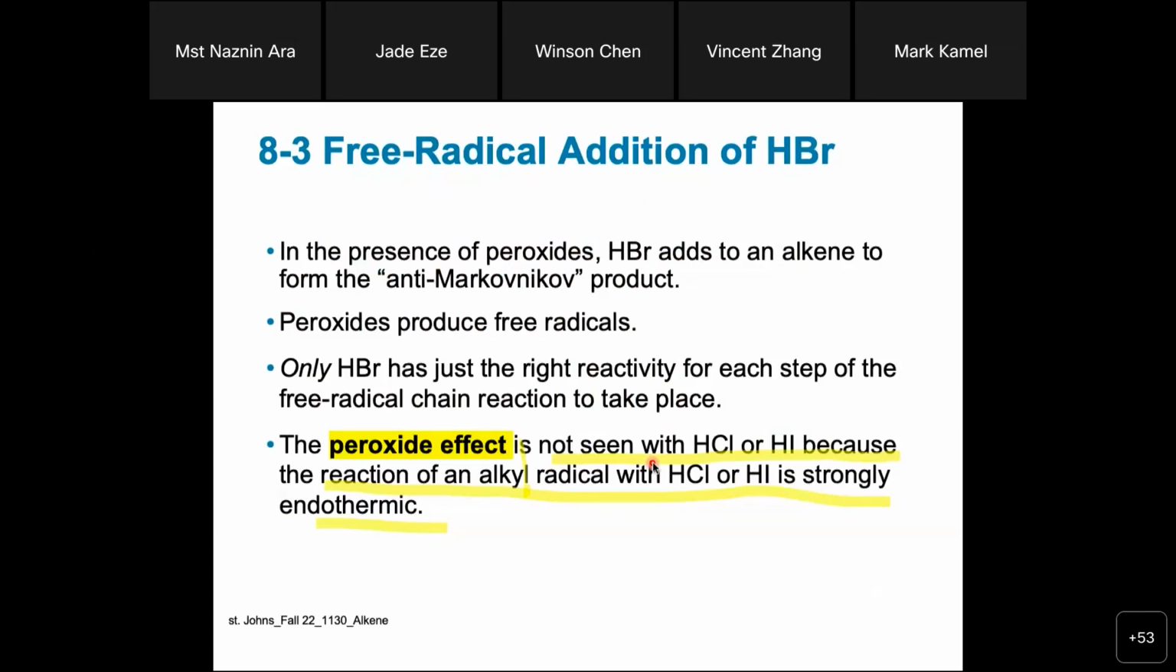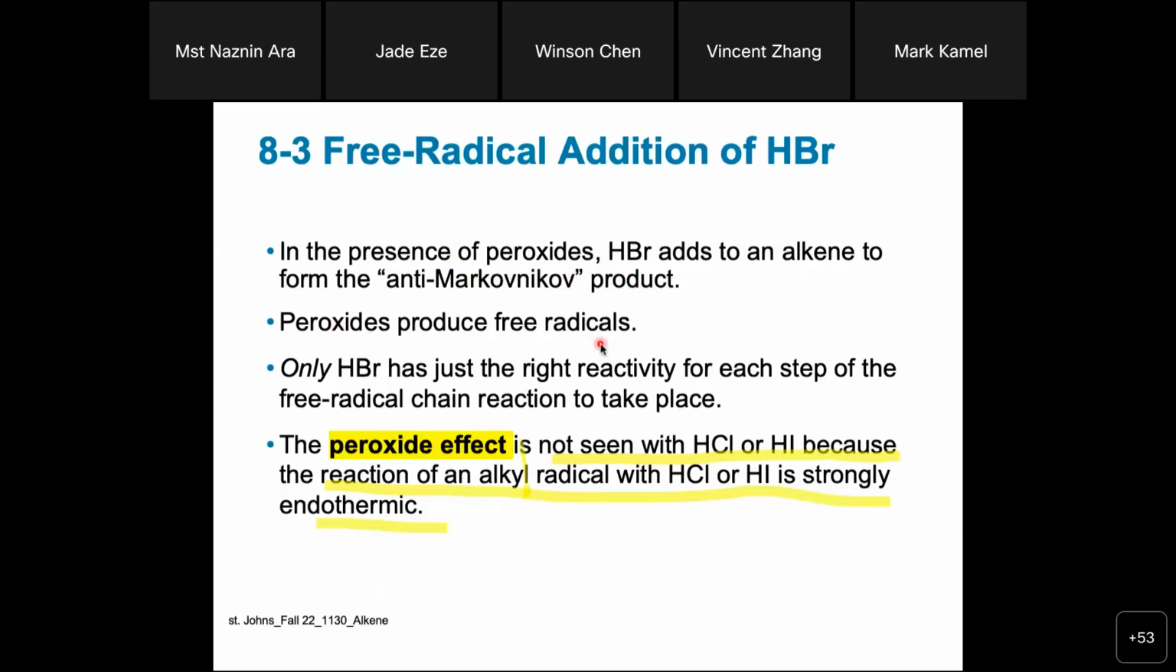Similarly, for our need, sometimes the anti-Markovnikov product is also necessary, and the anti-Markovnikov product can be produced when we proceed with the chemical reaction in the presence of peroxide. So this is also called the free radical addition of hydrogen bromide. Actually, what is the difference from the previous Markovnikov addition of alkene? Let's see here. In the presence of peroxide, hydrogen bromide adds to an alkene to form the anti-Markovnikov product.